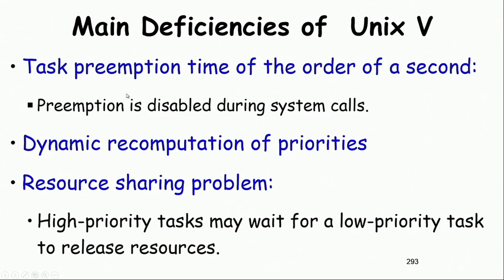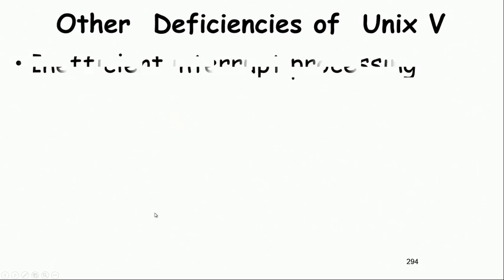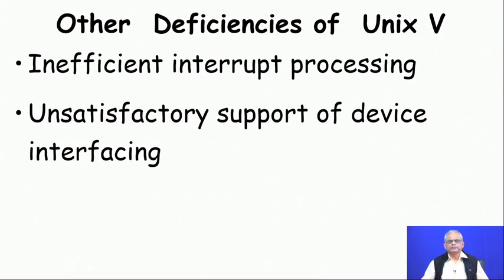If we recapitulate, the main deficiencies of Unix 5 are task preemption time of the order of a second, dynamic recomputation of priorities, resource sharing protocols are not supported, inefficient interrupt processing, unsatisfactory support for device interfacing, like you add a new sensor, you want to incorporate a new sensor or an actuator device, and then you need to recompile the operating system, stop all tasks, shut down the system, etc.